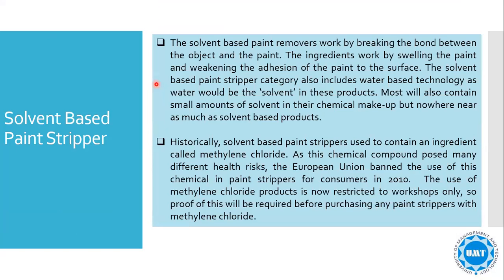Solvent-based strippers work by breaking the bond between the object and the paint. The ingredients work by swelling the paint and weakening the adhesion of the paint to the surface. The solvent-based stripper category also includes water-based technology, as water would be the solvent in these products. Most will also contain a small amount of solvent in the chemical makeup.